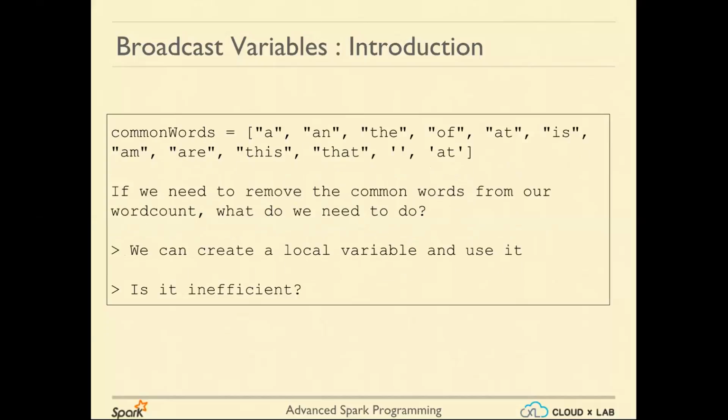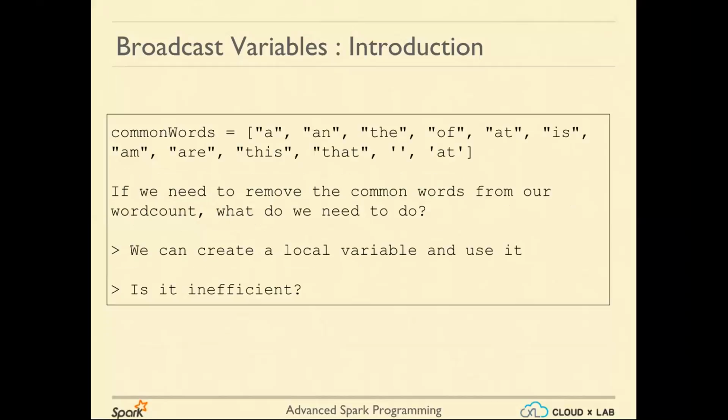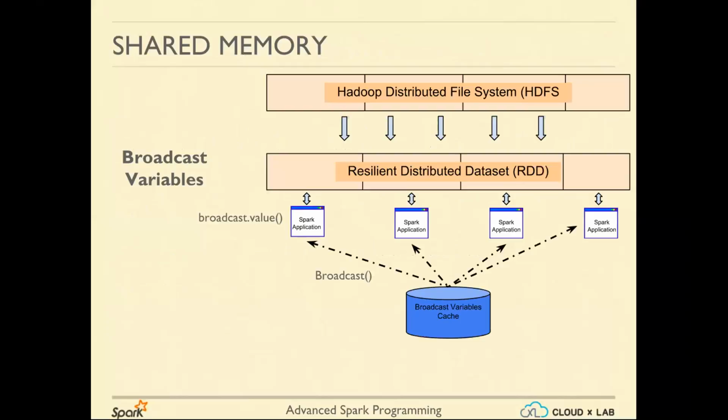Then also it's fine, just that it is a bit inefficient because Spark sends the reference variables to all the workers, irrespective of whether it's required or not. The default task launching mechanism is not optimized for small task sizes. So if you are using a particular big variable multiple times, then Spark will be sending it again and again to all the nodes. So instead of just referring to a variable from your code, like common words, you use the broadcast variable. All right. So broadcast variables are sent to all the Spark application.